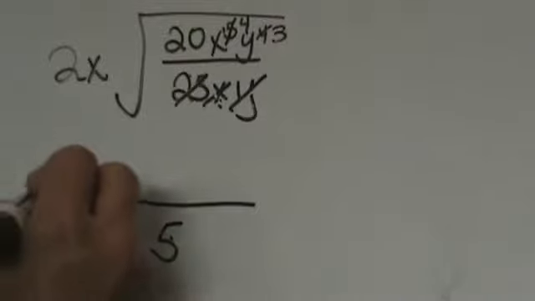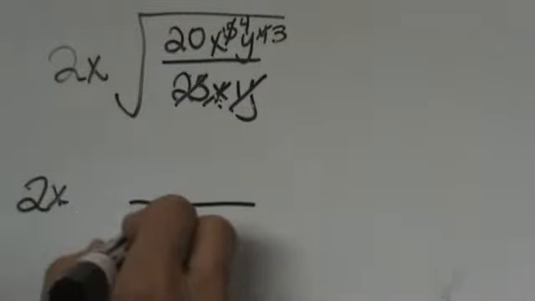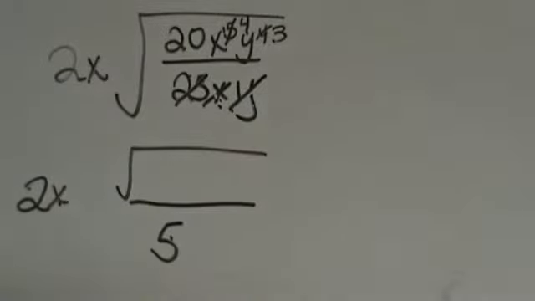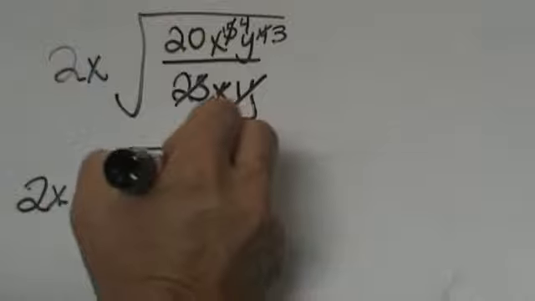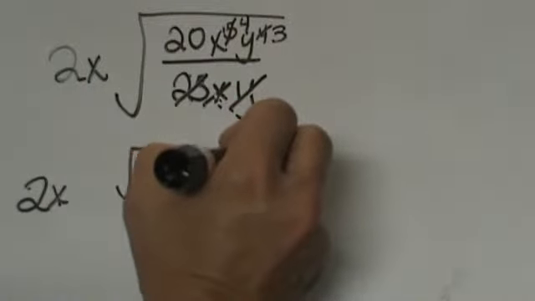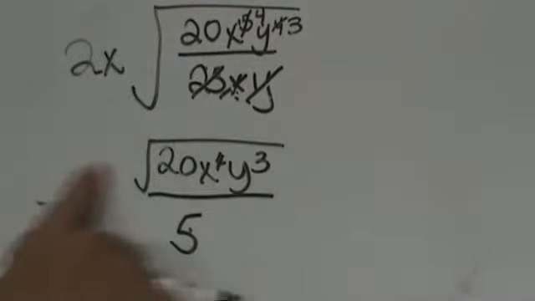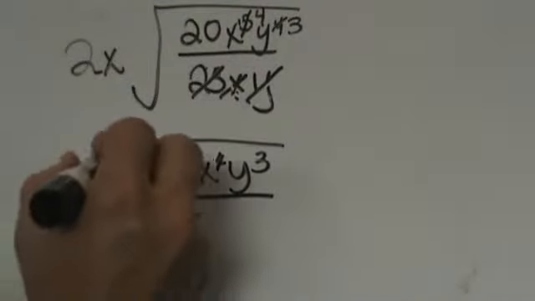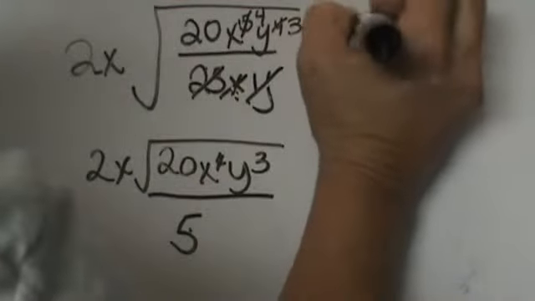Okay, so I still have a 2x on the outside. I now have a 5 on the outside. My radical is only left on top. So let's bring down 20x to the 4th y cubed and see what we can do to clean this one up a little bit, okay? Let me write this a little closer because that's just a coefficient.